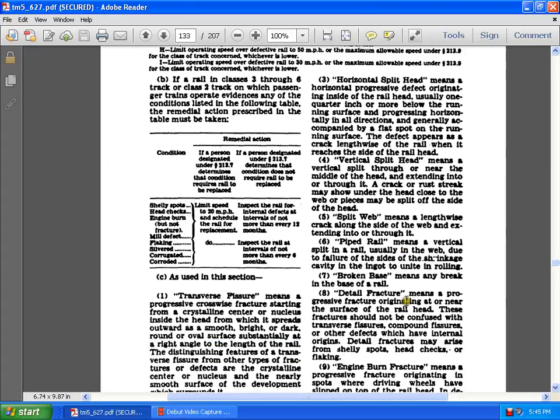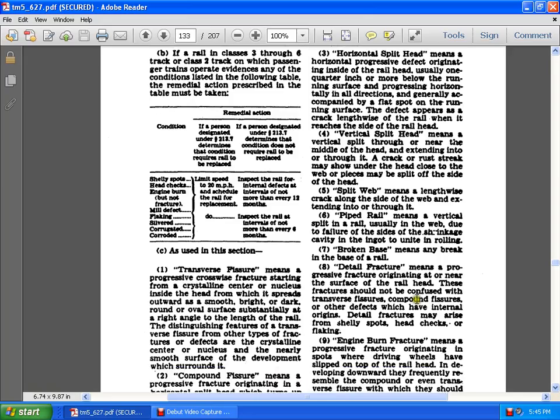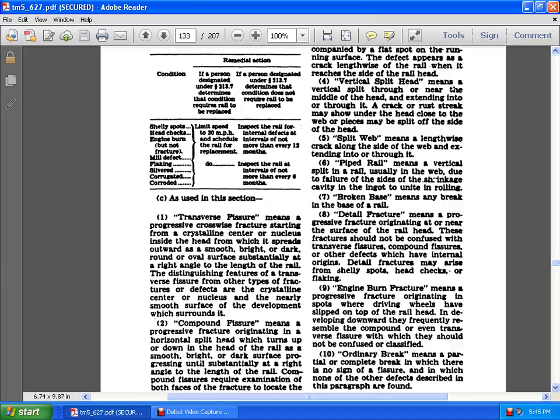Detail fracture means a progressive fracture originating in or near the surface of the railhead. These fractures should not be confused with transverse fissures, compound fissures, and other defects with internal origins. Detail fractures arise from shelly spots, head checks, and flaking. Engine burn fracture means a progressive fracture originating in spots where driving wheels have slipped on the top of the railhead, developing downward, frequently resembling and compounded with transverse fissures, with which they should not be confused or classified. Ordinary break means a partial or complete break in which there is no sign of a fissure and which is not one of the defects described in the paragraphs above.